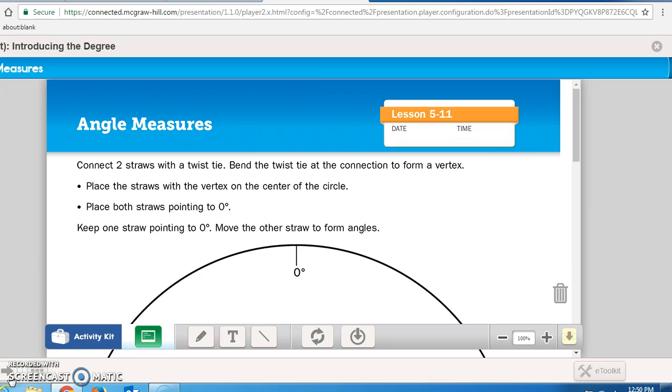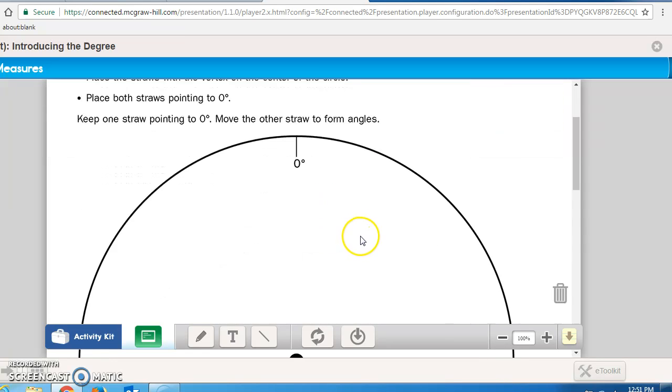Angle measurement. I want you to turn to Math Journal page 182. And I want to explain something to you on page 182. It says, connect 2 straws with a twist tie. Bend the twist tie at the connection to form a vertex. So you're bending it in the middle where it connects. Place the straws with the vertex on the center of the circle. Place both straws pointing to 0 degrees. Keep one straw at all times pointing to 0 degrees, but move the other straw to form angles.